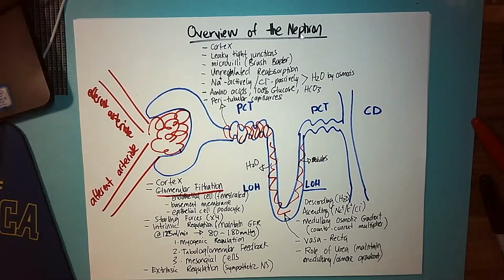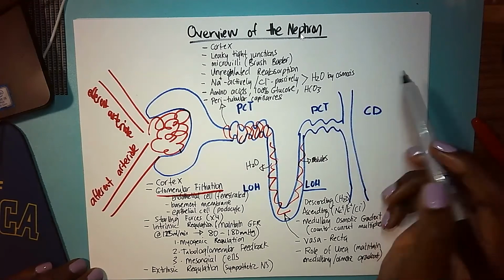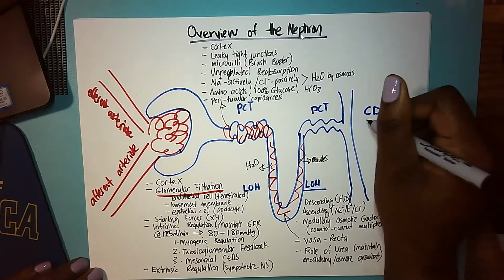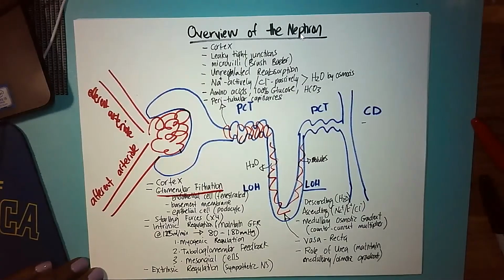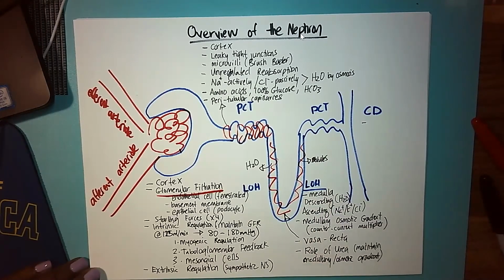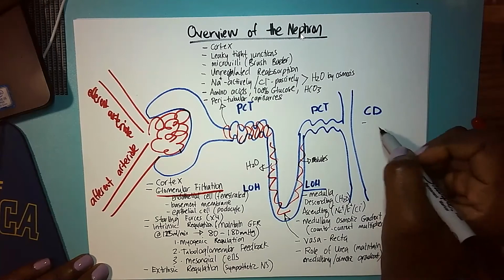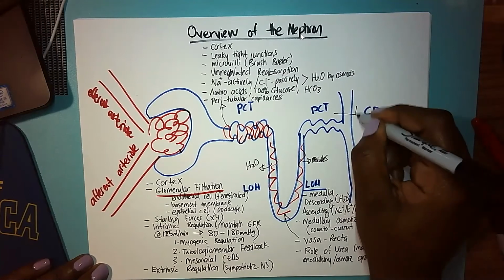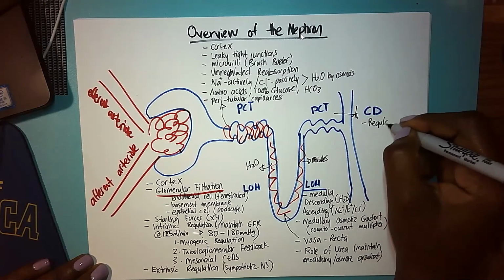Now, the last parts of the tubule, we kind of combine and talk about them together. This is the distal tubule and the collecting duct. We forgot to mention here the location of the loop of Henle is down in the medulla. You remember the cortex, and then this is down in the medulla. Here in the collecting duct and the distal tubule, we have regulated reabsorption.